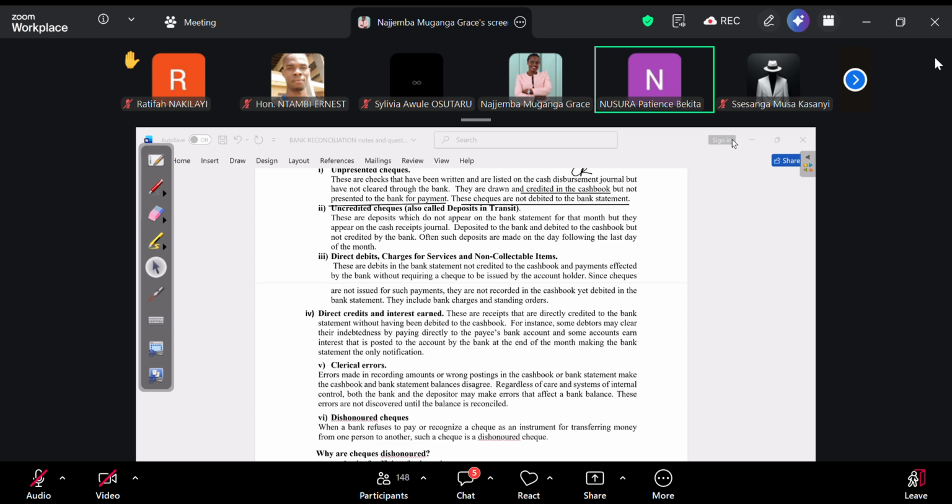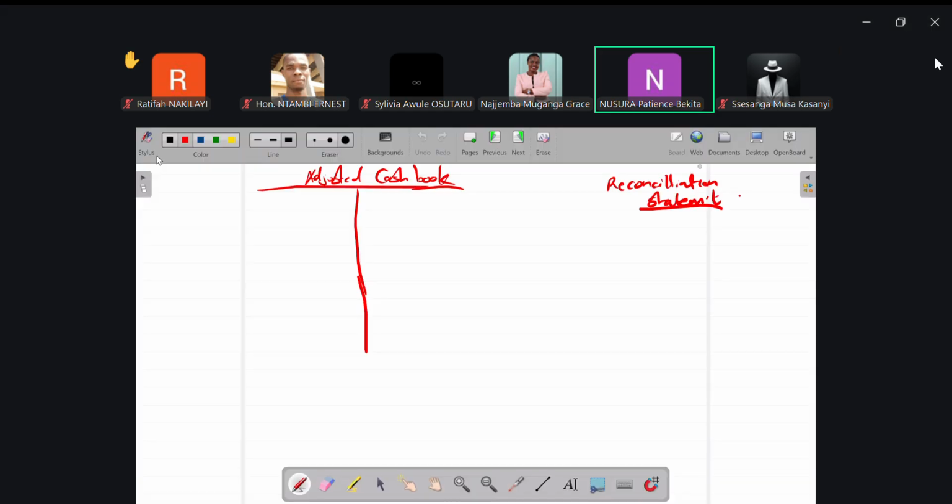For the statement, if we are to add, we add the unpresented checks. Then less, we do the uncredited checks also. Very true.